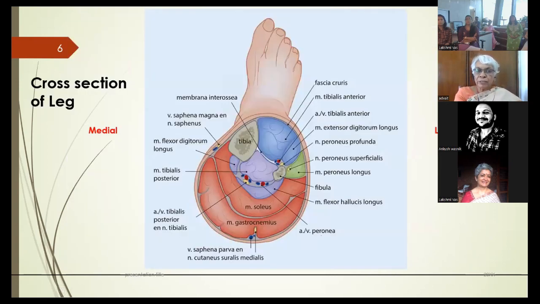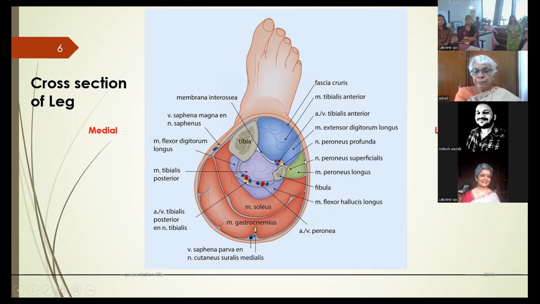Now, if you look at the cross section of the leg, then you again have an anterior compartment, which is made up of the tibialis anterior, the extensor digitorum longus, and the extensor hallucis longus. I don't know whether it is there.